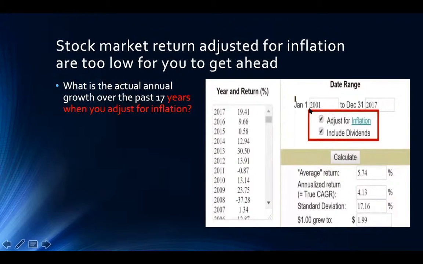If you put $1 into the stock market on January 1st, 2001, and you withdrew that dollar on December 31st, 2017, adjusted for inflation, your dollar has not doubled in value in 17 years. So I would imagine that it would be pretty difficult to get ahead with inflation and everything else by simply investing in the stock market and just trying to save. You will be far, far in the red.